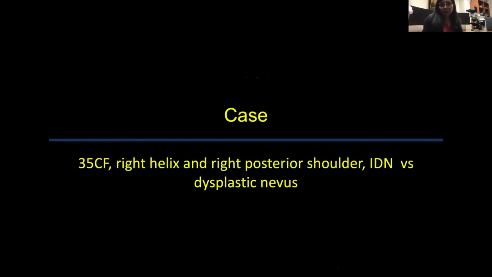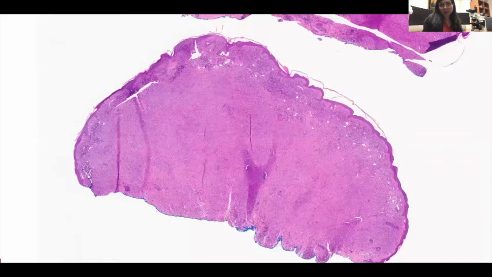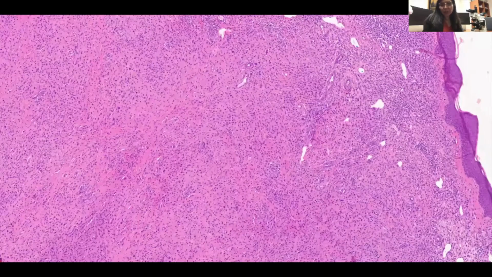It's a 35-year-old Caucasian female with a lesion on the right helix as well as the right posterior shoulder. The clinical differential was intradermal nevus versus dysplastic nevus. Both of the lesions show similar histologic features. This is one of the representative sections. One can appreciate this dome-shaped, diffuse melanocytic proliferation in high power.